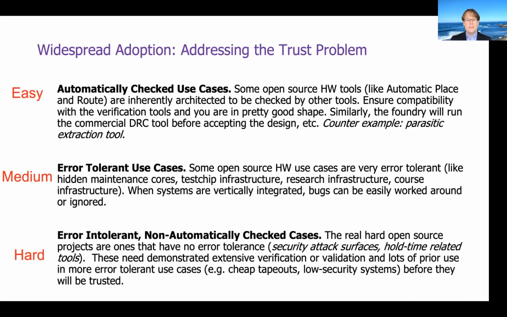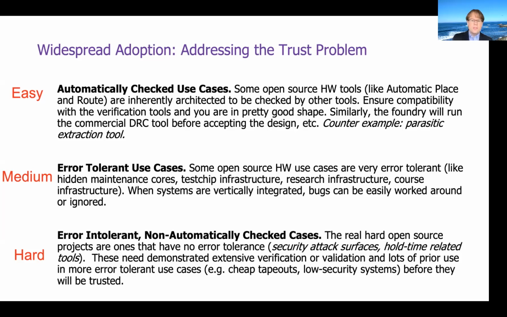On the other hand, something like parasitic extraction is super problematic because how are people going to trust you without just buying a commercial tool and then matching to it? And more of a medium case is error tolerant use cases. This is the idea that your open source hardware in the beginning may not be perfect, it may have bugs, but the systems they're putting your hardware into are error tolerant, and you can very easily work around those bugs.